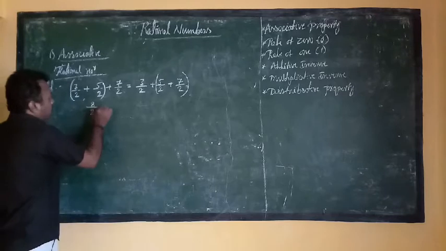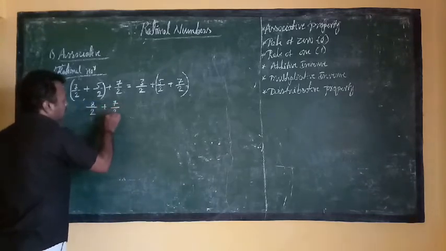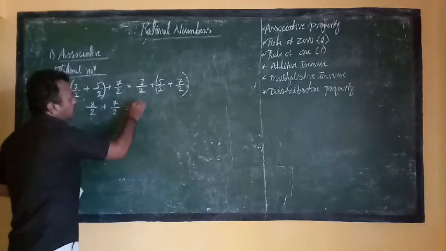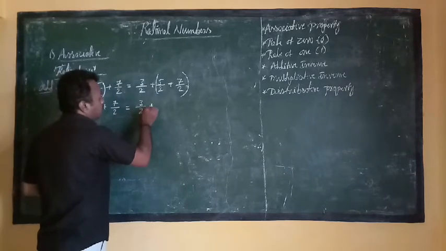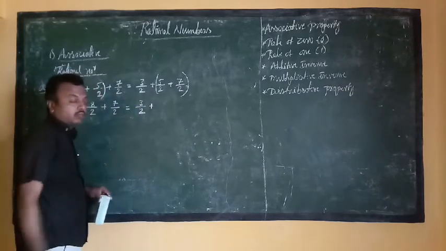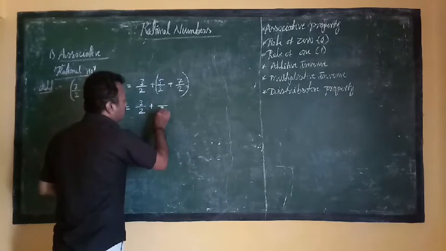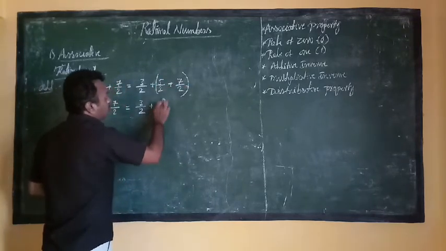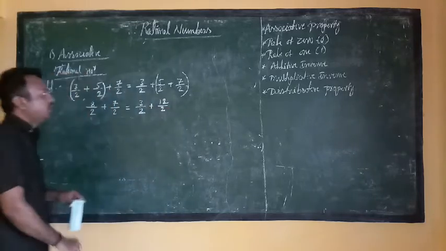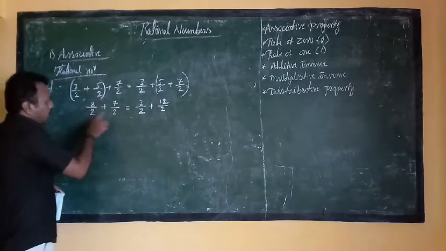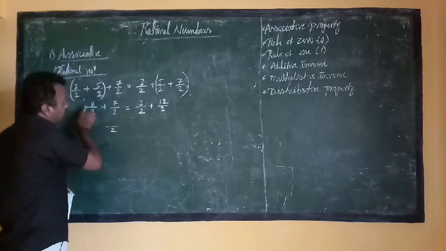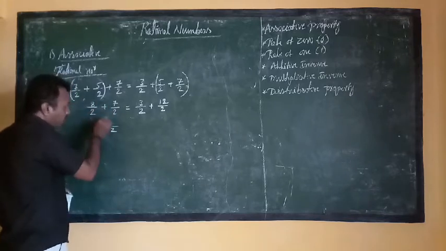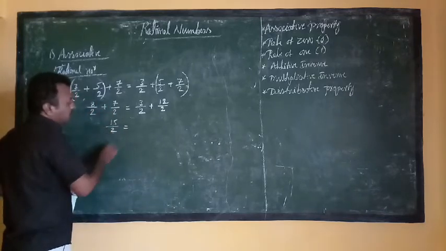Okay, 7 by 2 as it is, and next it is equal to 3 by 2 as it is, plus the last two rational numbers we have to add. So the denominators are the same. Add the numerators: 7 plus 5 is 12. Now again the denominators are the same. Add the numerators: 8 plus 7 is 15. So 15 by 2 is the LHS result.